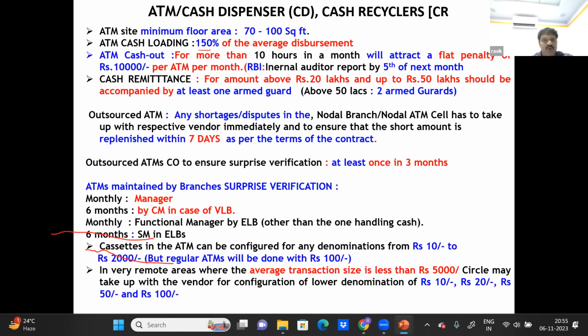150% you should put. Okay. Then ATM cash out, we already discussed. Again, I am telling you, it is an RBI penalty. RBI will impose a penalty on you.